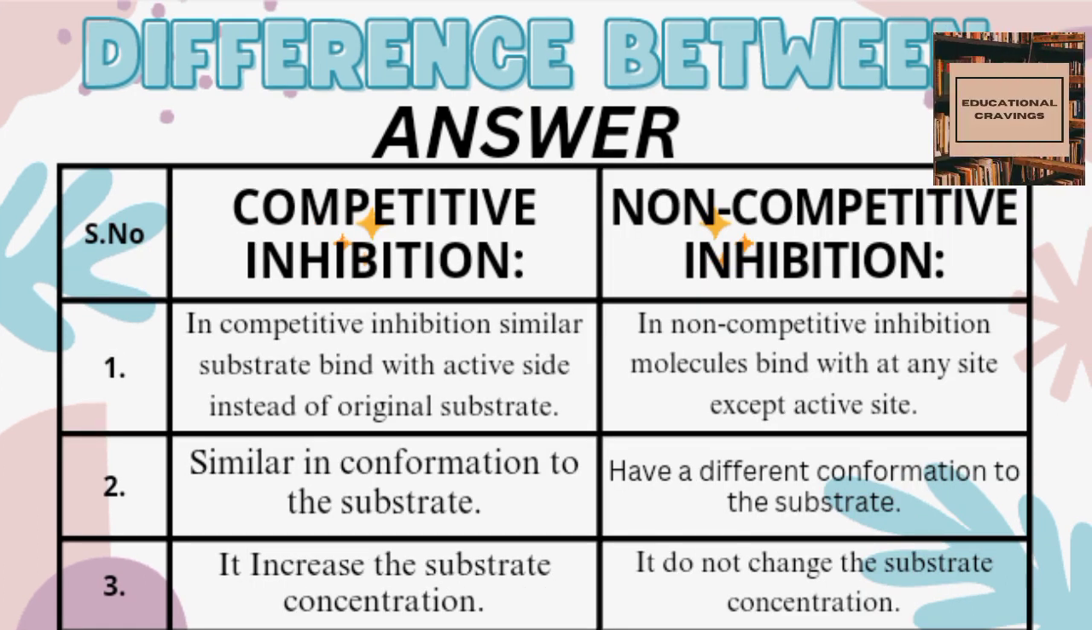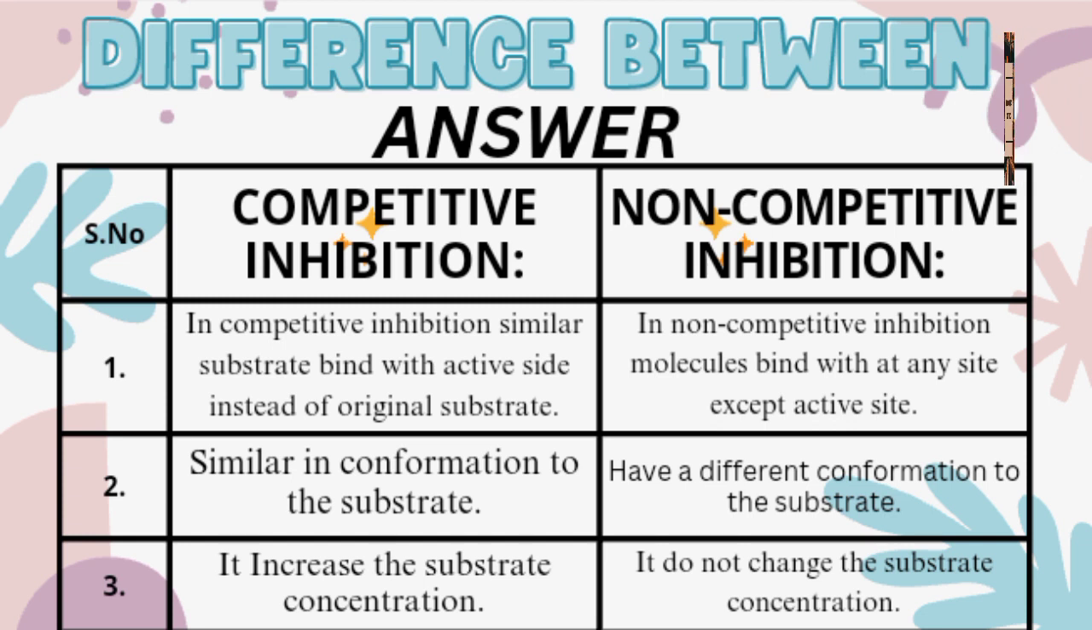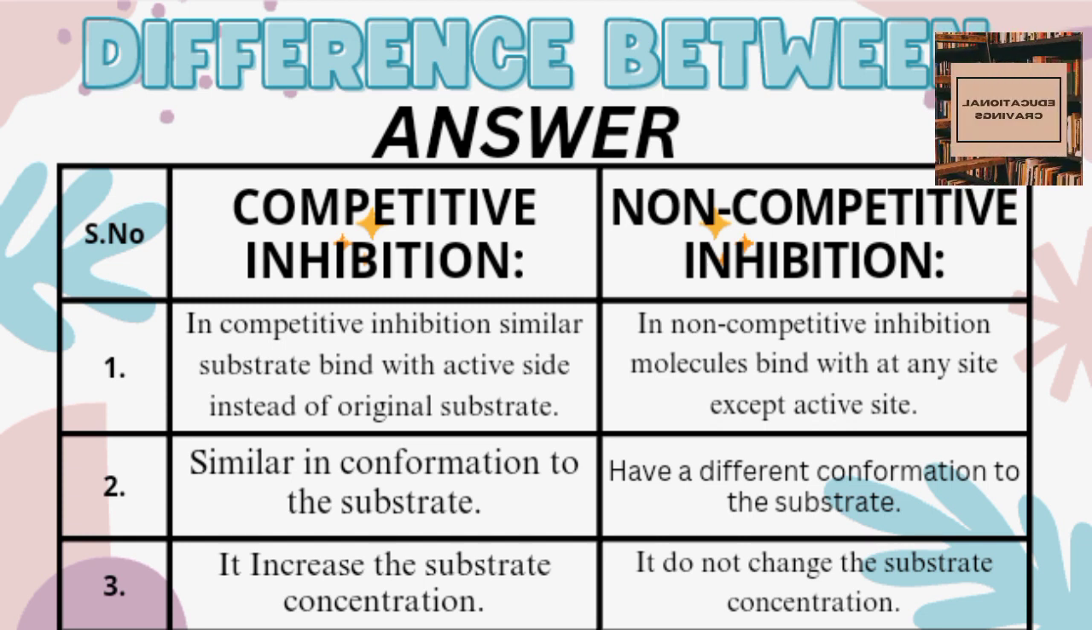Competitive inhibition, non-competitive inhibition. Point number 1. In competitive inhibition, a similar substrate binds with the active site instead of the original substrate. In non-competitive inhibition, a molecule binds with any site except the active site.